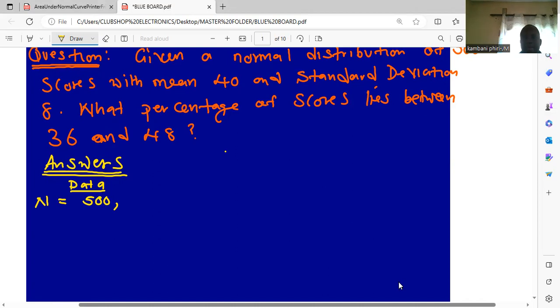Then we have got the mean, which is mu. The mean is 40. And the standard deviation is 8. So since we are talking about the normal distribution, this implies that the formula is Z is equal to X minus mu, which is the mean, divided by the standard deviation.